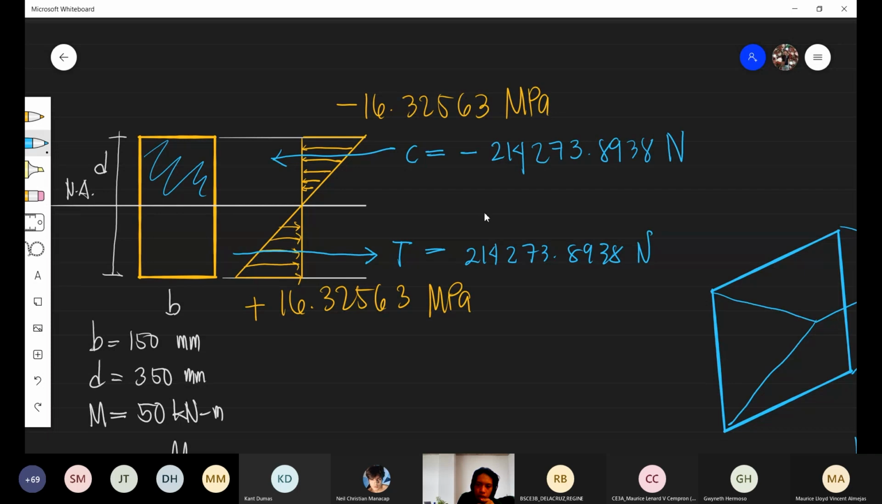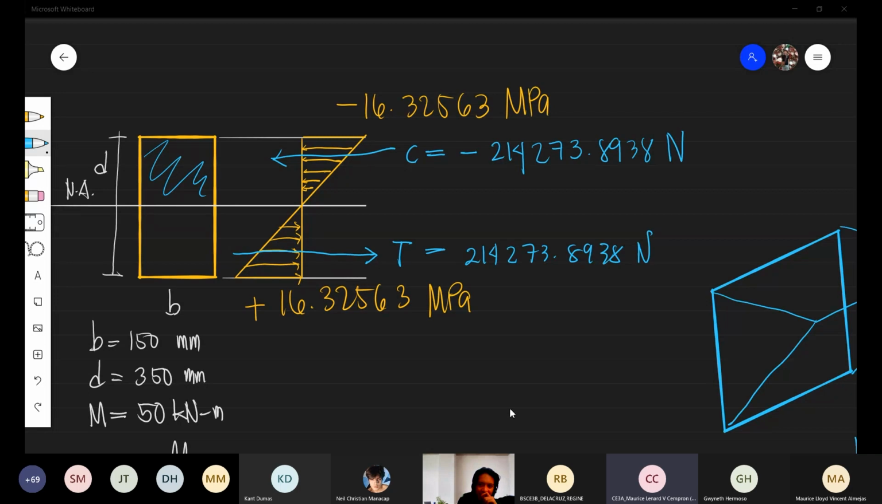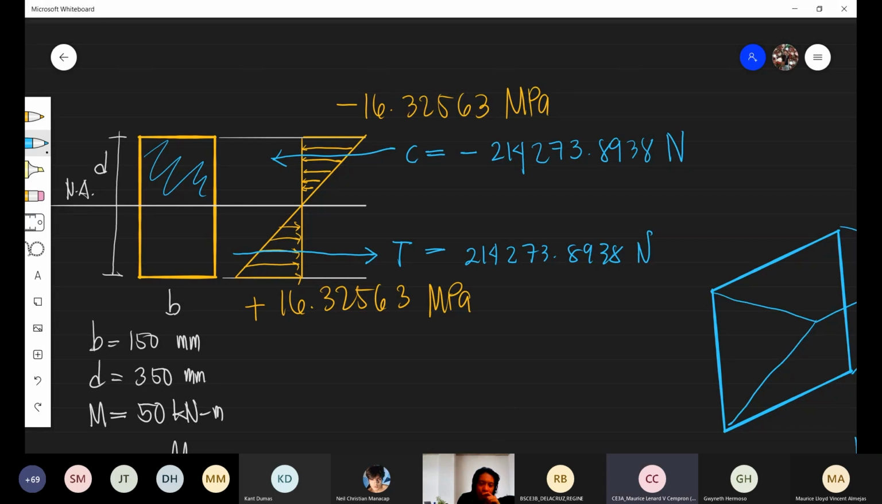Di ba magpareho man era magnitude, but they are oppositely directed. What do we call that type of forces? Couple. Couple. Okay. Maurice, how do you solve for the value of the moment of a couple?